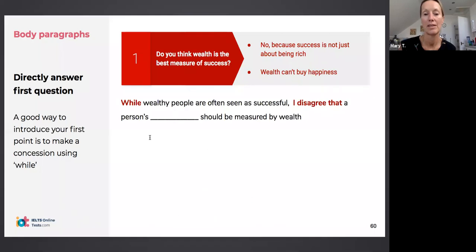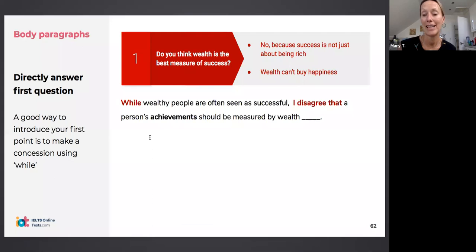A person's what should be measured by wealth. What do you think? Succeed. Okay, so you need success. Similar to success, qualities. Good. Yeah, good, Mirza. That's the word I was looking for. Achievements. So it's instead of saying success again because you've got success in the first part, successful, achievements is a good alternative. So I disagree that a person's achievements should be measured by wealth.